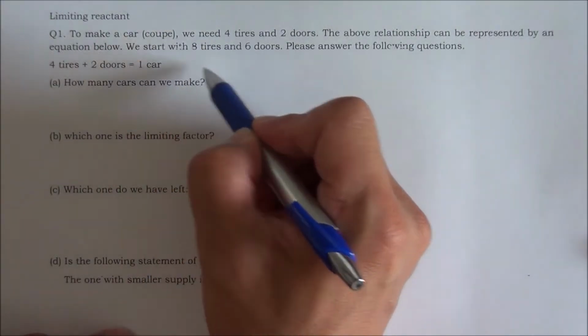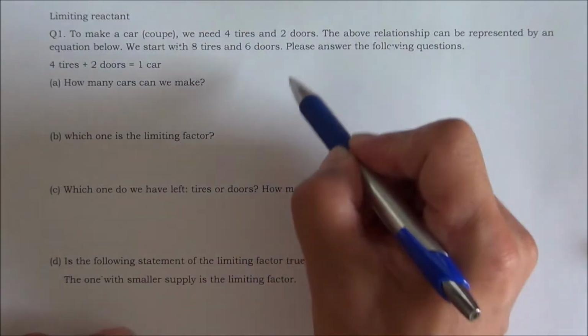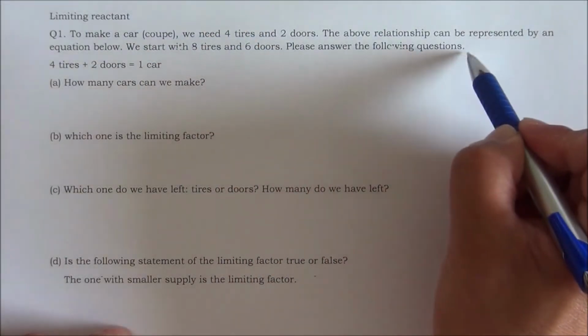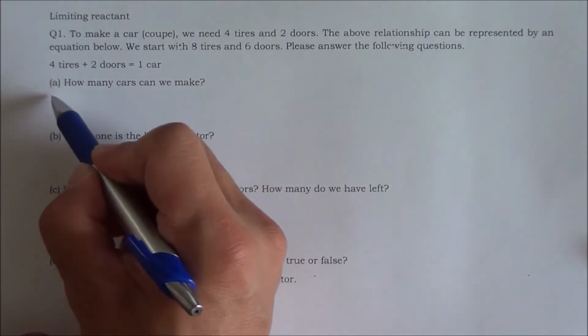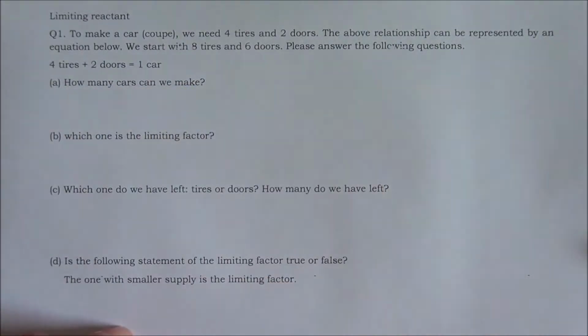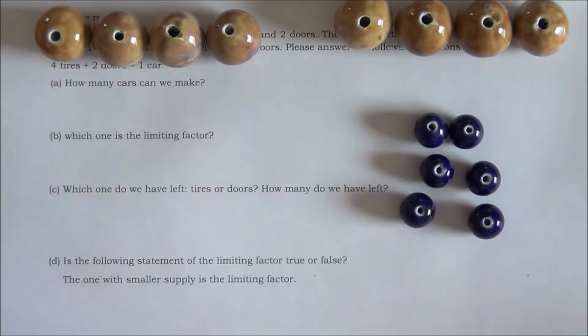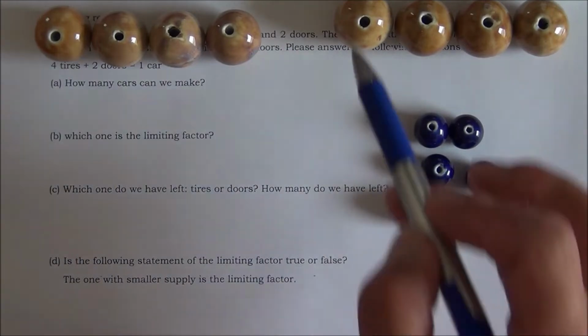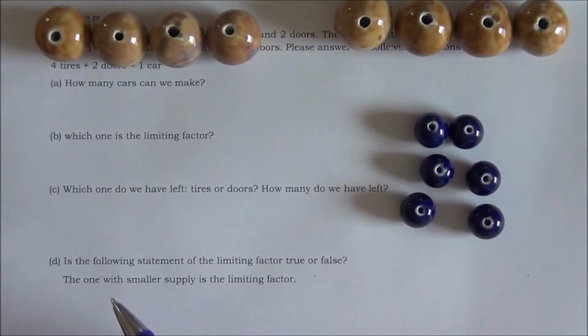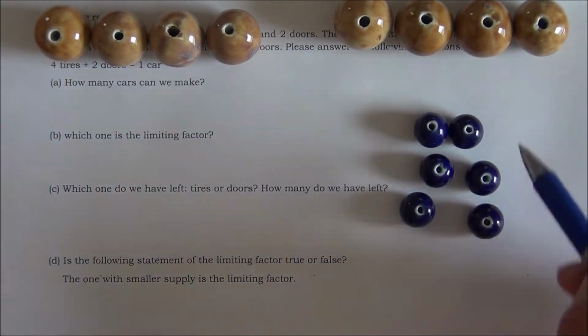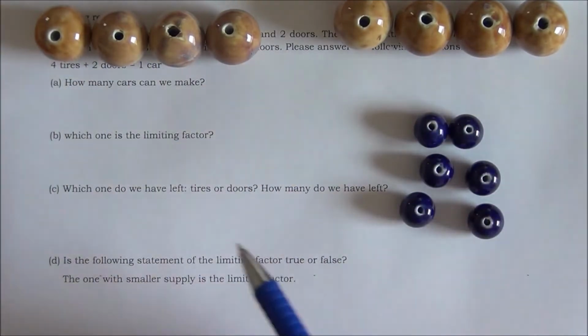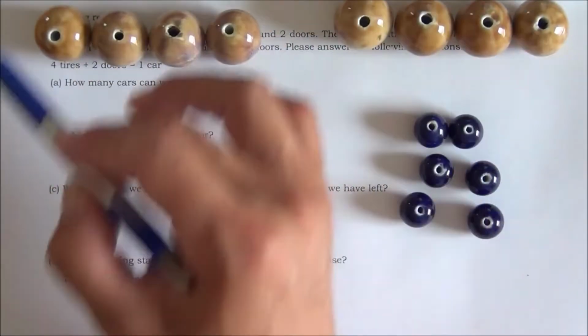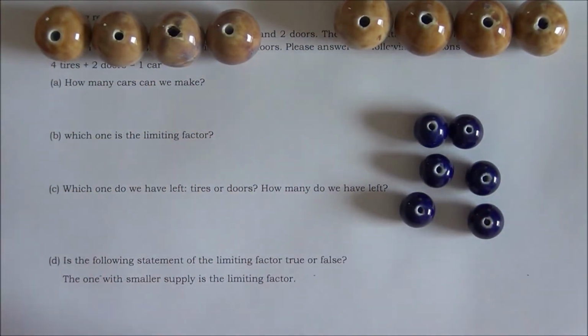We start with 8 tires and 6 doors. Please answer the following questions. A. How many cars can we make? To explain the concept better, I'm going to use these guys to represent the tires. And I'm going to use these guys to represent the doors. Although they don't look like tires or doors, it will help us to understand the concept. Therefore, I'm going to use them to explain.